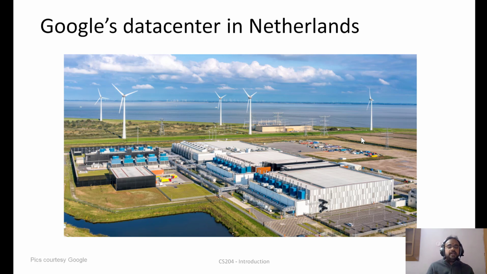Now, how do we handle such huge heat? So, the cooling cost, we need to cool these systems with appropriate cooling mechanisms, right? So, those also need to be considered when we want to build a data center.